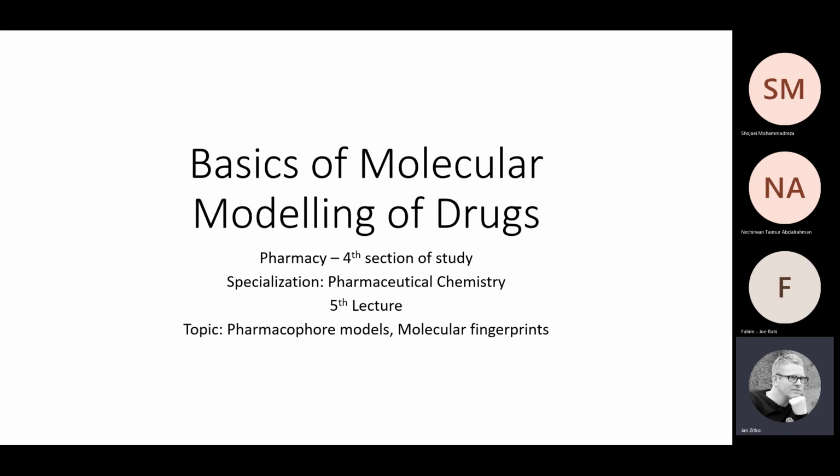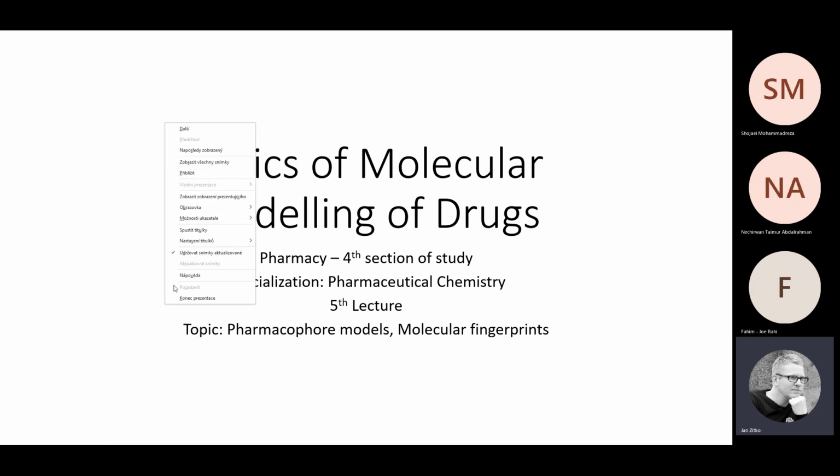We will use these fast methods to cut down the library of potential ligands, and when the library is cut down to reasonable numbers, like thousands or tens of thousands at maximum, we can use molecular docking. So today we will be talking about two methods which are significantly faster than molecular docking.